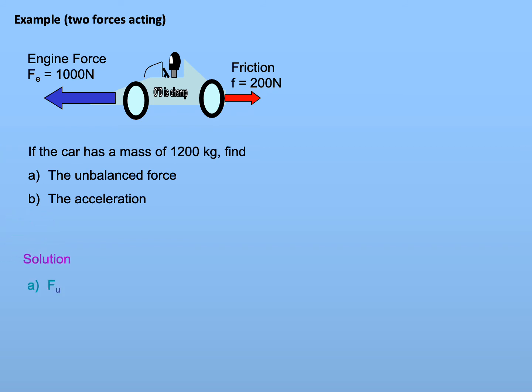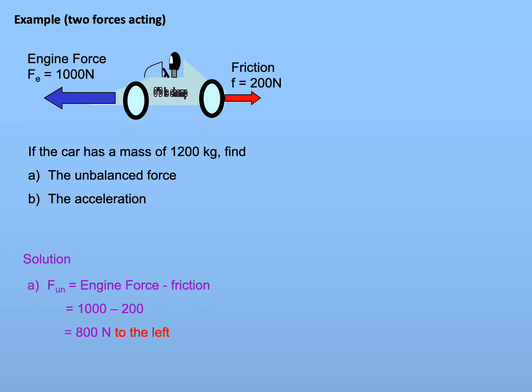So the solution to part A, well, you have to first of all spot that the unbalanced force equals the engine force forwards, take away the frictional force backwards. That's 1000 minus 200, so we end up with 800 newtons to the left. Notice the direction is in red for emphasis. You must always mention the direction when you quote any vector, particularly forces.